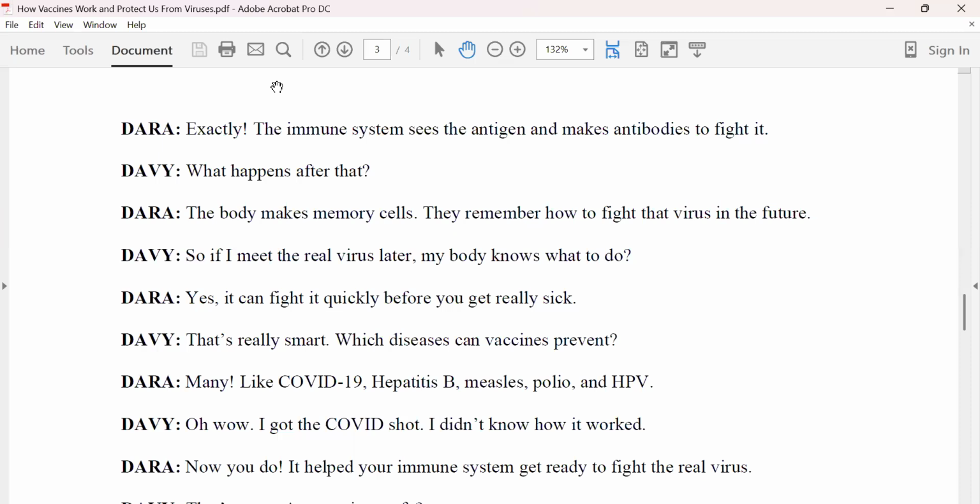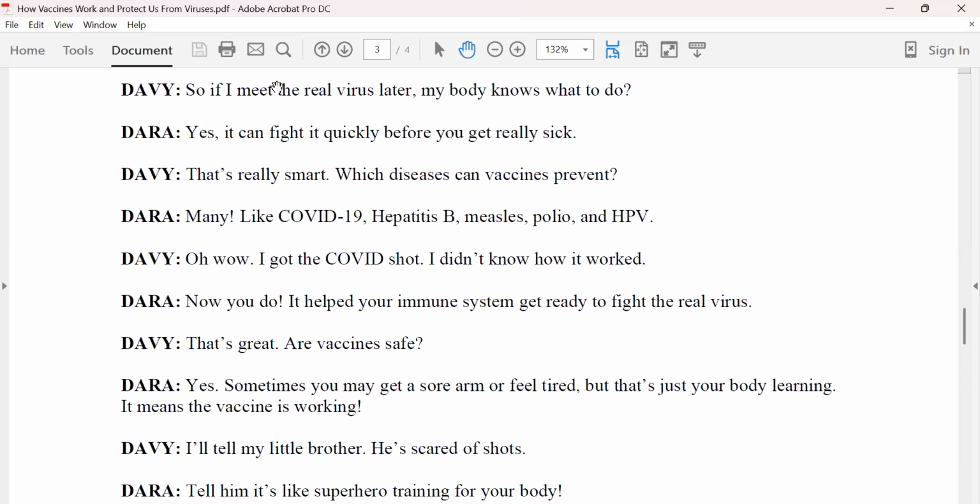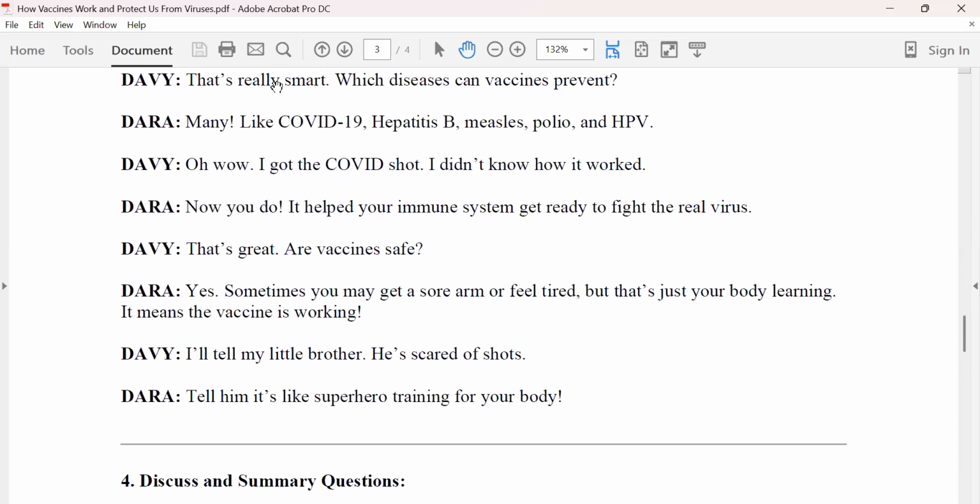Oh wow, I got the COVID shot. I didn't know how it worked. Now you do. It helps your immune system get ready to fight the real virus. That's great. Are vaccines safe? Yes, sometimes you might get a sore arm or feel tired, but that's just your body learning. It means the vaccine is working. I'll tell my little brother. He's scared of shots. Tell him it's like superhero training for your body.